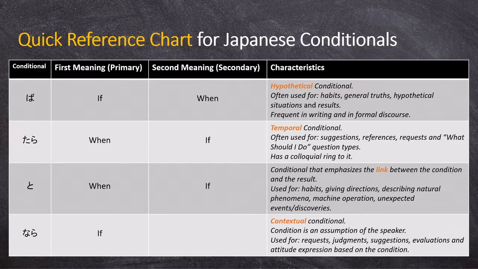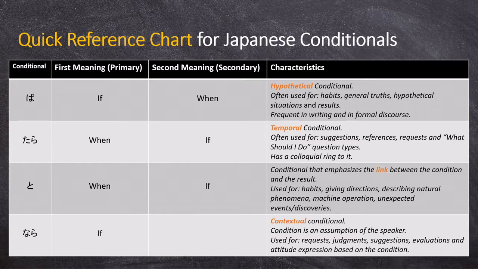Now, the second conditional here is tara, and this tara conditional is really flexible and is considered to be a pure temporal conditional because it has a very strong reliance on the time sequence, and it likes to stress the temporal relationship that exists between two actions a whole lot more than ba. That is why you can often find it used for suggestions, references, requests, and especially in what-should-I-do question types. And also, unlike ba, it has a colloquial ring most of the time.